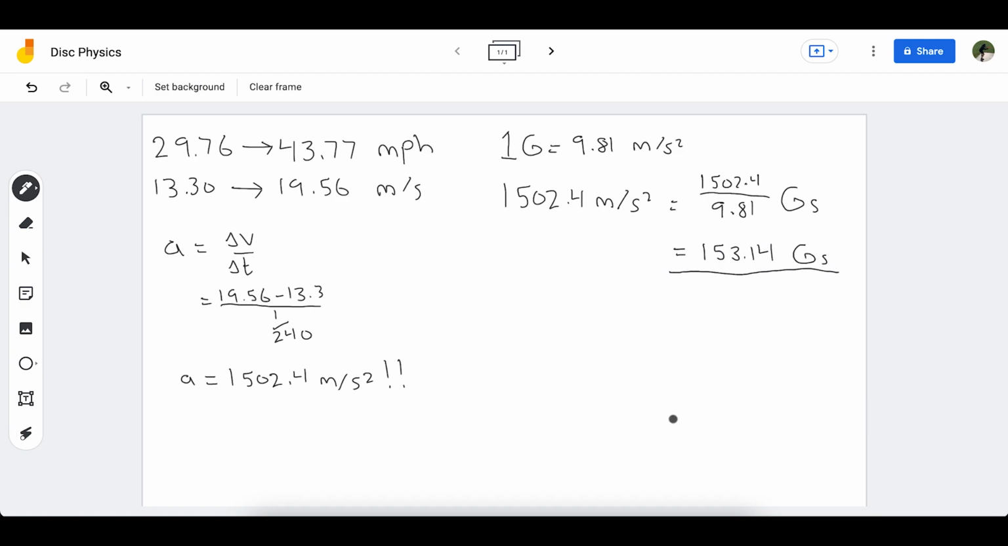This means that the disc is accelerating 153 times faster than it would if it were in free fall on Earth.